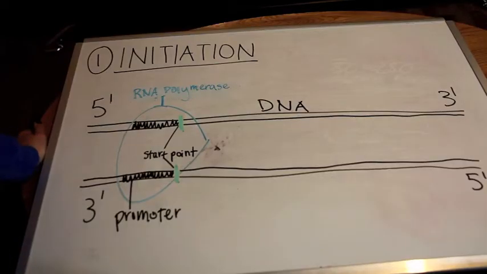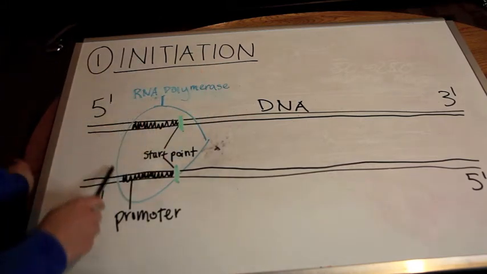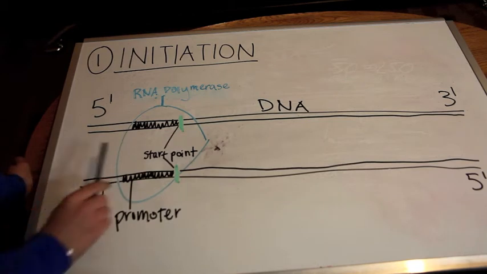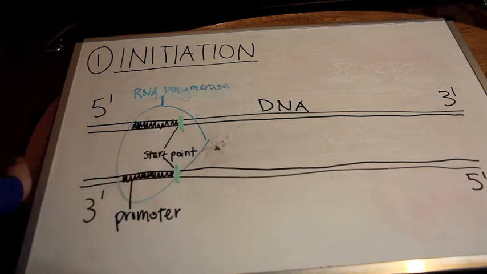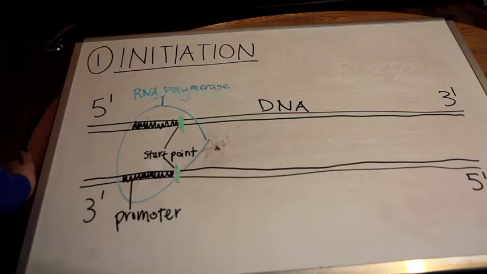The first step of transcription is initiation. After the RNA polymerase binds to the promoter, the DNA strand unwinds and the polymerase initiates RNA synthesis at the start point on the template strand.